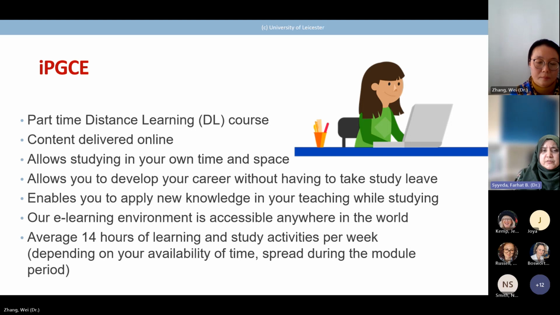We expect our students to spend on average 14 hours every week. This includes the guided learning activities that we assign every week, your own study that you do, reading, preparing the assignments, spending time on discussion boards. So everything included. There's an expectation of about 14 hours every week.